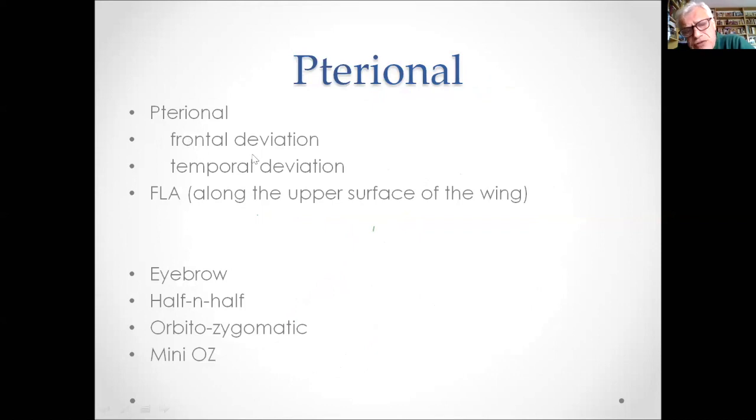What you need and what we do is a pterional approach, and I always ask the resident either for frontal deviation or temporal deviation, depending on the tumor or on the lesion I want to attack. And finally, it's usually like a frontal lateral approach. The most frequent one gets there along the upper surface of the wing. It means frontal lateral. So the frontal base, some 3 millimeters is perfect. I'm not a big fan of these keyhole or eyebrow surgeries. I've tried that, and I don't like the orthograde side. So we are doing usually the regular craniotomies. All these are not used in my practice.